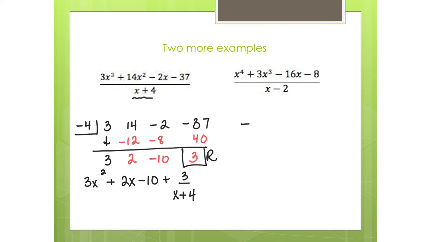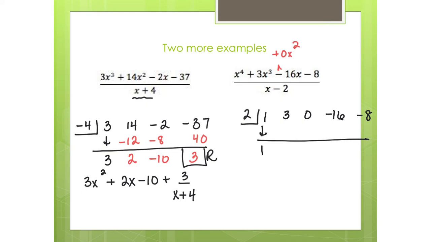Really important on this next example that we check to make sure it's in standard polynomial form. Notice that we have a 4th degree function, not a cubic function. We're missing that quadratic term, so we have to add our placeholder for that quadratic term as we're grabbing those coefficients. So it's 1, 3, 0, negative 16, negative 8.